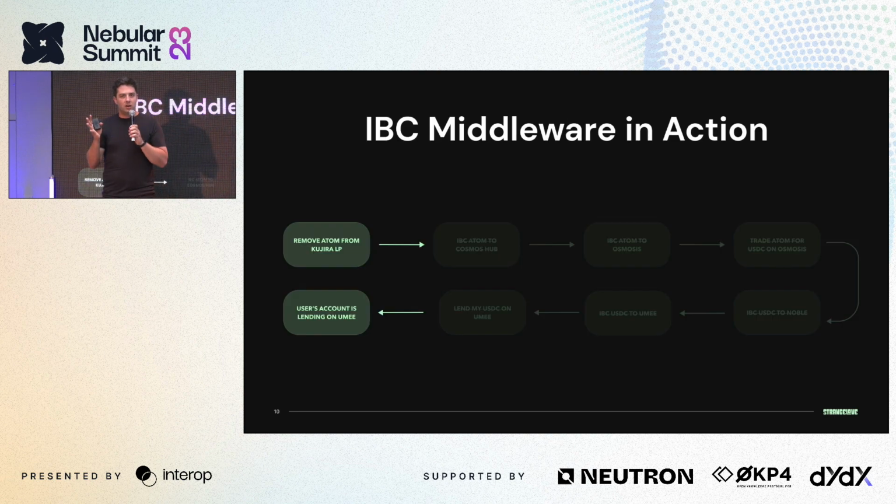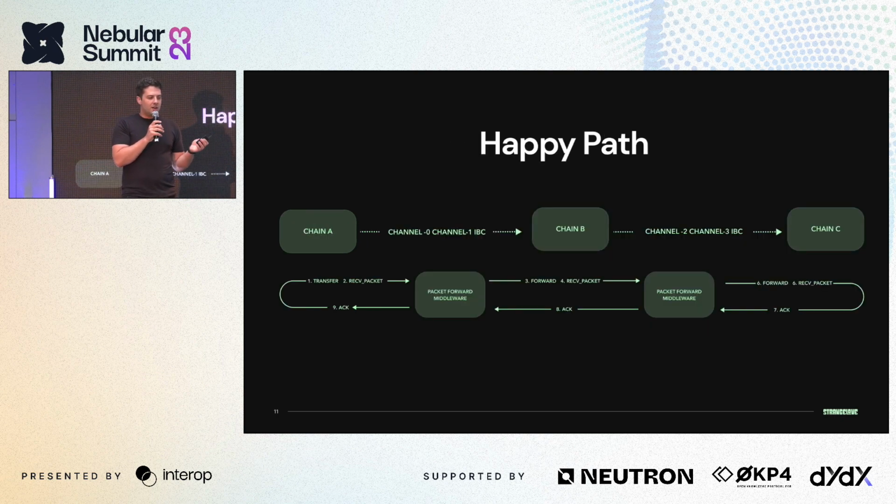So here, with these 2 middlewares that we've described, swap and forward, and packet forward middleware, let's go back to that flow we looked at earlier. We're going to remove the atom from a Kujira LP, and then in a single transaction, all of that other stuff is going to happen automatically, and the user would end up in a lending position on UMI. And the only piece of middleware that would not be live in this flow is a middleware to expose that lending position on UMI.